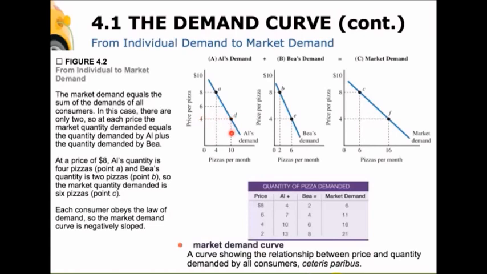At the price of $4, we can see that Al is willing to buy 10 pizzas, B is willing to buy 6 pizzas, so the market demand is 16 pizzas. So we can see here's the market demand for pizzas.